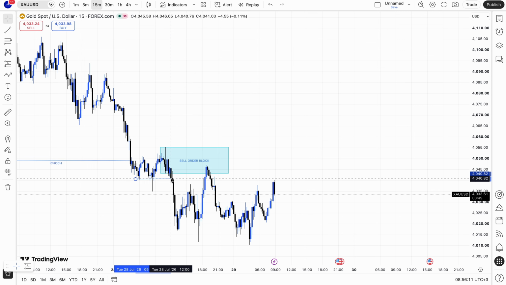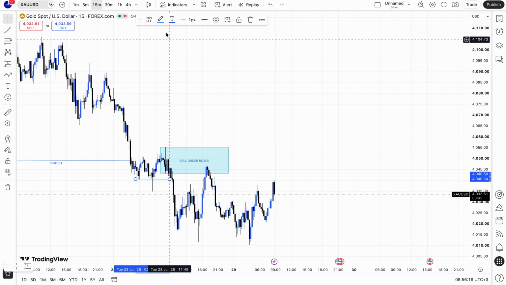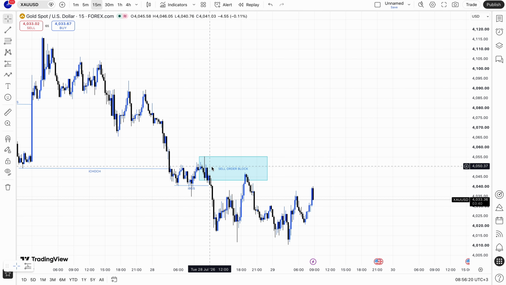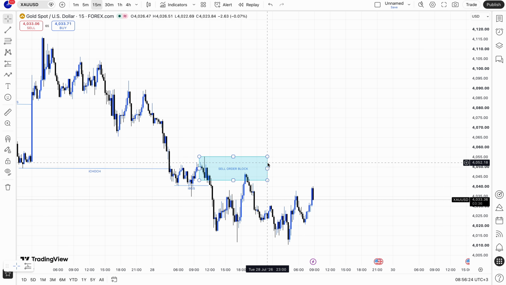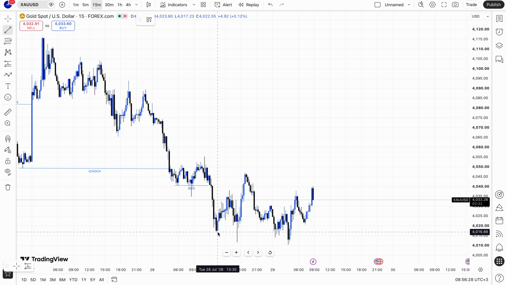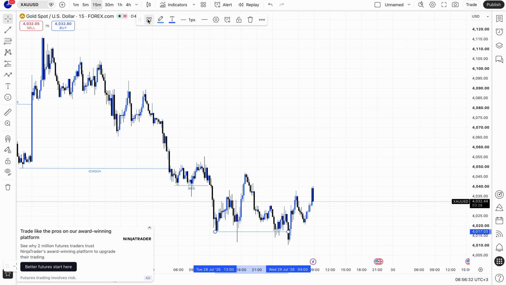Then we created another break of structure to the downside. You can understand from here. Then price came back, tapped into our order block, then continued to the downside. Trade mitigated. Then you had a continuation, and then you got another break of structure to the downside. You can see it from there.